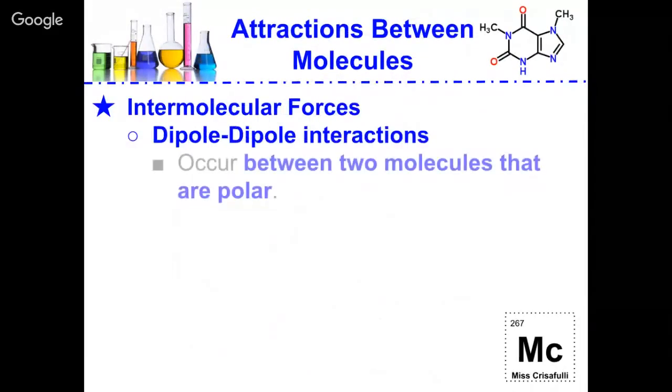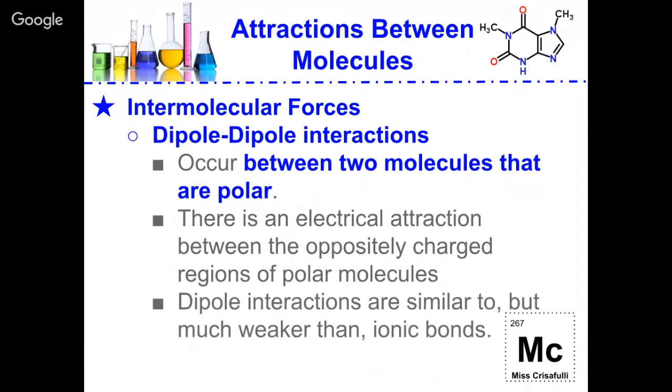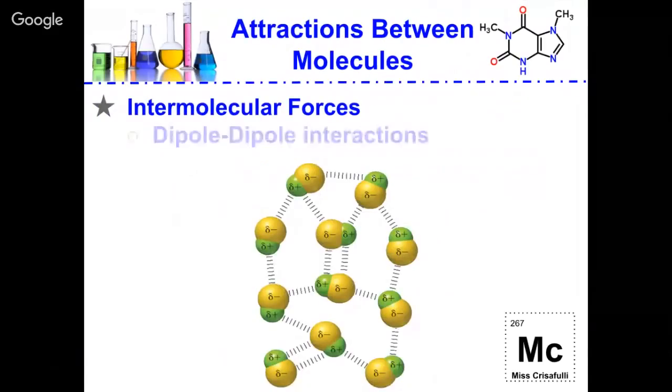So let's talk about the second one, which is dipole-dipole. This occurs between 2 molecules that are polar. So there's an electrical attraction between oppositely charged regions of the polar molecule. And this is similar to, but much weaker than, what we see in ionic bonds, or the ion-dipole interaction. So this would be what it would look like. So we have a polar molecule here, and we have multiples of that polar molecule. And you can see how the positive side of one end of the molecule is going to be attracted to the negative side of the adjacent molecules. And that's how those things stay in place or stay close to each other when they're in a solid, liquid, or gas phase.